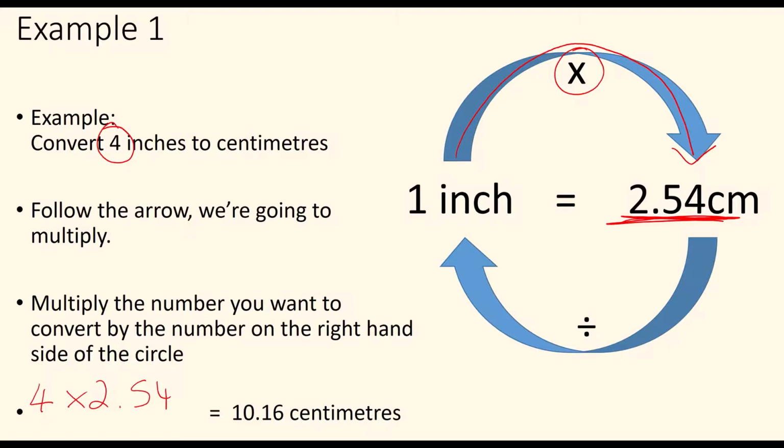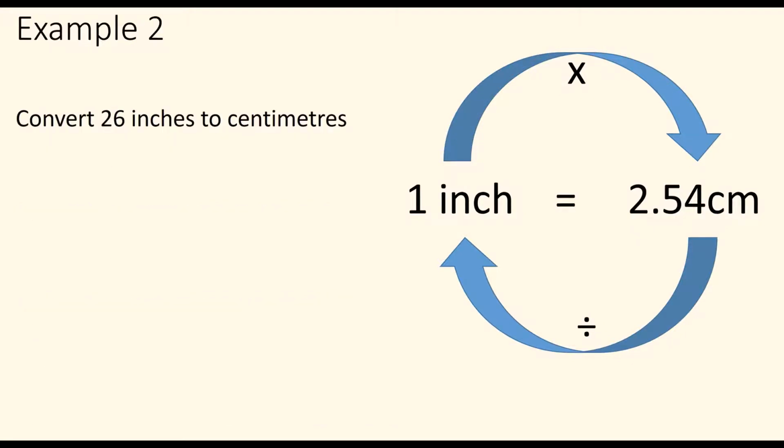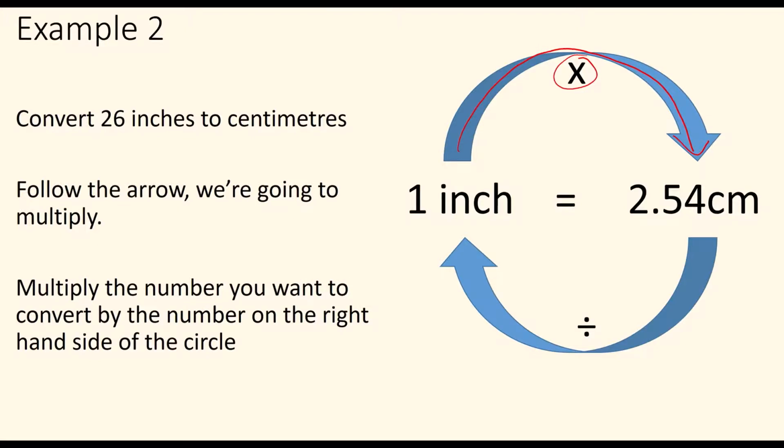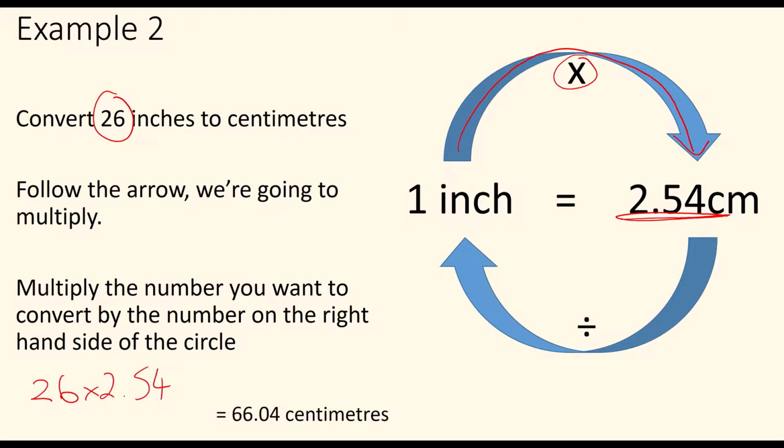Done. Example 2. We're going to convert 26 inches to centimetres. So follow the arrows. What are we going to do from inches to centimetres? Yeah, we're going to multiply again. Multiply the number you want to convert, so that's the number 26, that's the one we want to change. We're going to multiply it by the number on the right hand side of the circle. So 26 times 2.54. Note, it is always the number on the right hand side of the circle, and that gives us 66.04 centimetres.